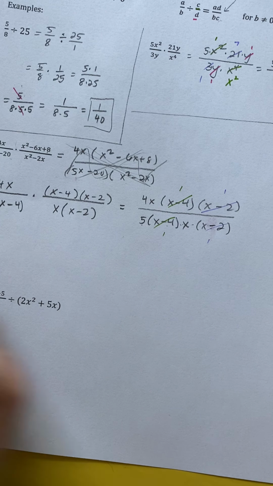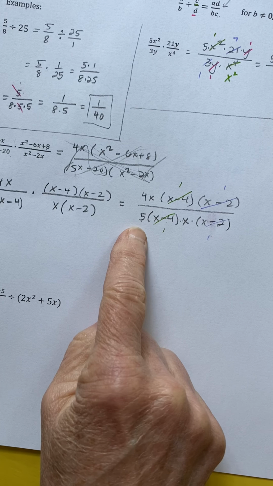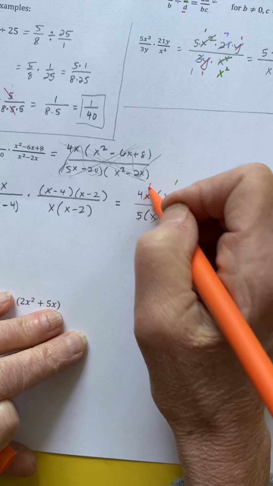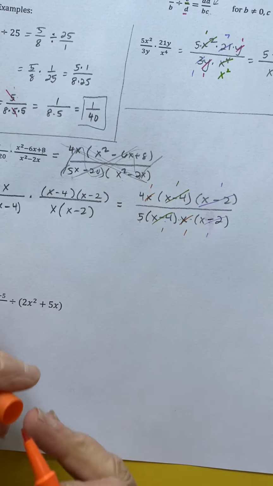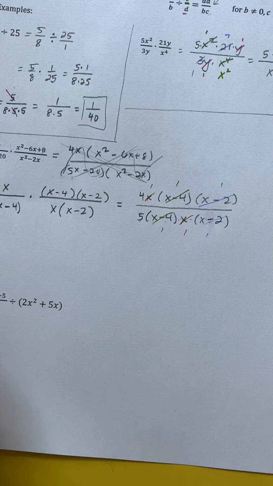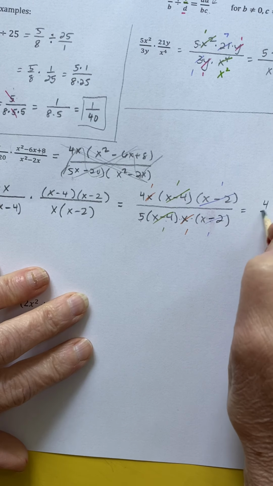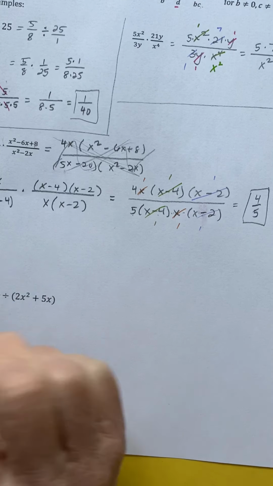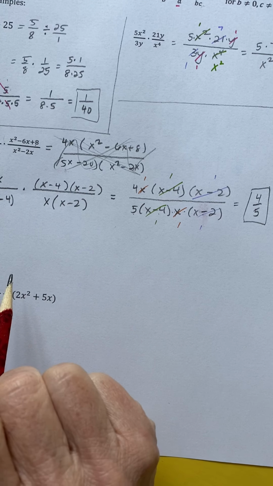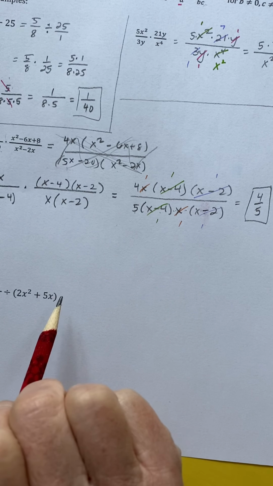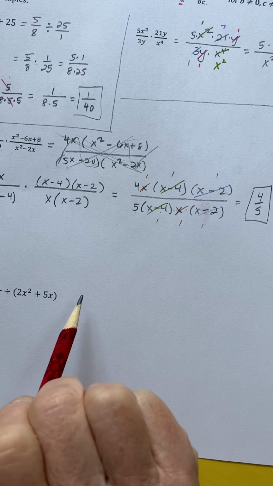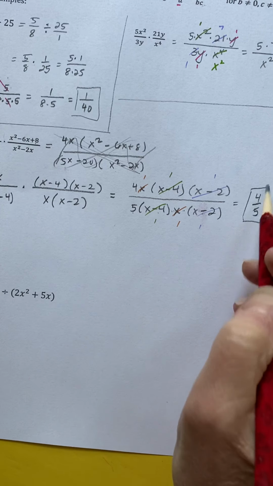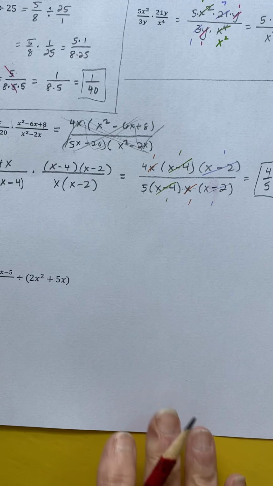And what else do I have? 4 and 5, those don't reduce. But there's an x, this x and this x reduce, leaving no x's behind. So this whole thing becomes 4/5, believe it or not. Because as it turns out, all the things involving x had a common factor in the top and bottom. So that's 4/5. And that's the answer. If you could reduce the number part of this, you would need to.